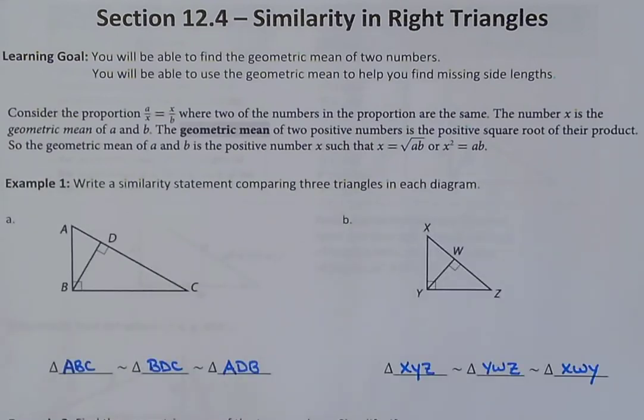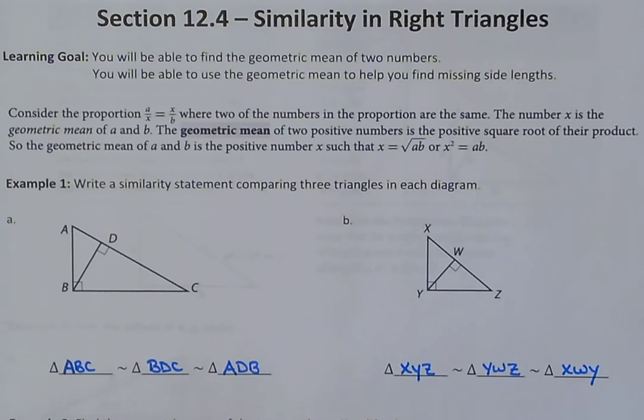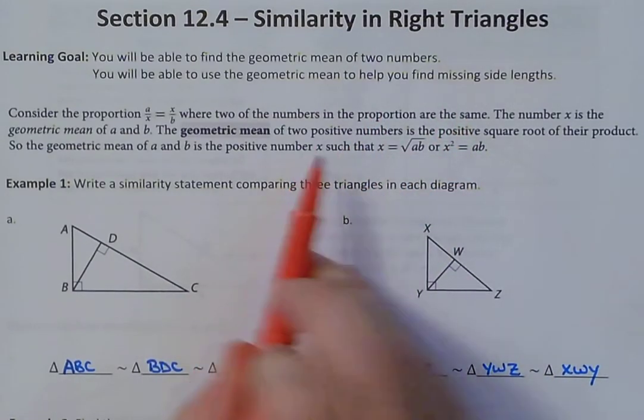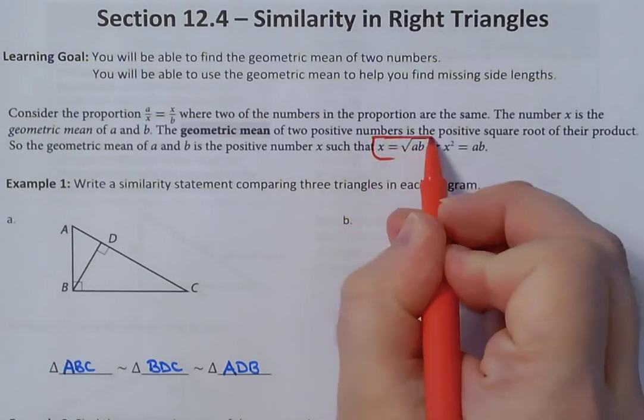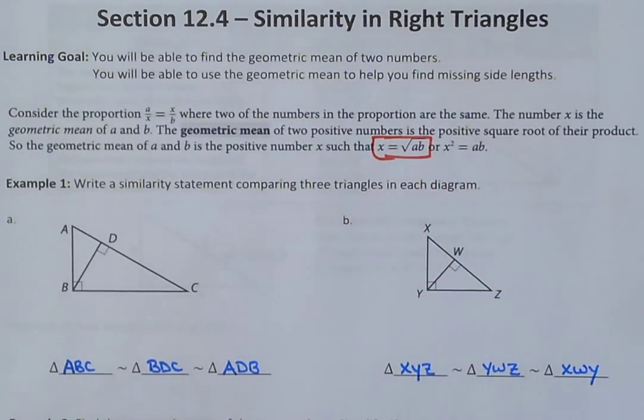Example one would just have us write a similarity statement comparing three triangles in each diagram. I will leave those there for you to look at. They are done in my completed notes if you just want to see what they are. If you have questions over how to do those, just let me know and I'll be more than happy to explain or help you understand them. But for our time today, I just want to move on to the geometric mean. So again, geometric mean is x, and to figure out that value, you take the square root of ab.